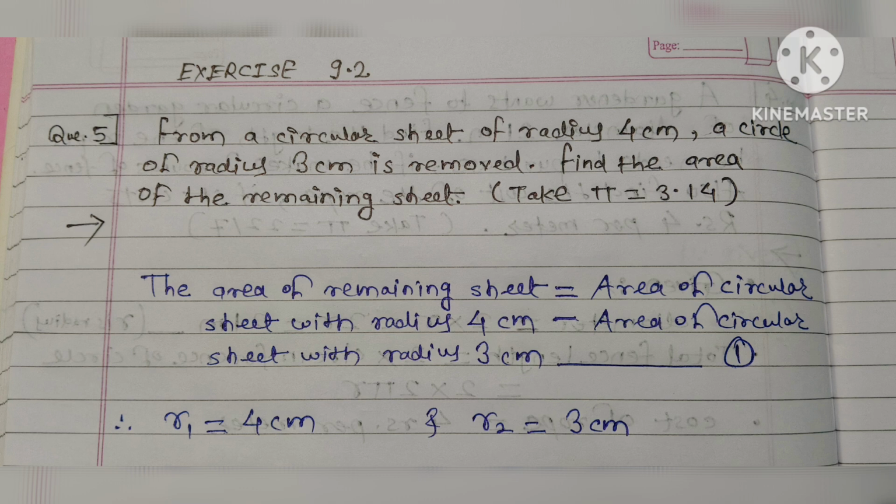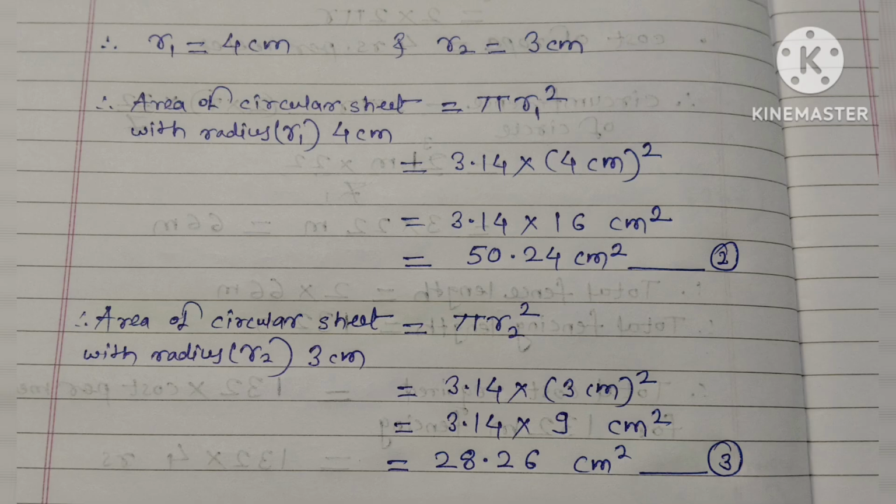If we subtract this, we'll find our answer. Here the bigger circle has the radius r1, which is 4 centimeter, and we mention the smaller circle radius as r2, which is 3 centimeter. Firstly, finding the area of the circular sheet with the radius r1, we use the formula pi r1 square. We get the area as 50.24 centimeter square, and we mark this as equation 2. Then the area of the other circular sheet with the radius r2, 3 centimeter, after substituting the values, is 28.26 centimeters square.